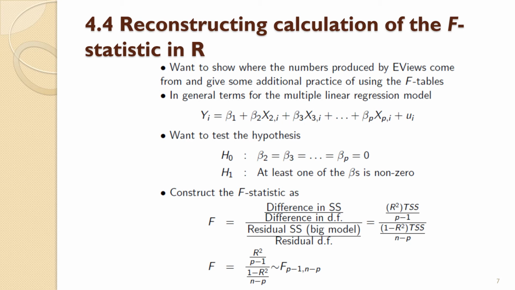So this is just going to be r squared times the total sum of squares. Difference in degrees of freedom: there are p minus 1 here, so this has to be p minus 1 on the bottom. Residual sum of squares is 1 minus r squared times the total sum of squares, and you have n minus p residual degrees of freedom. And the F statistic can be written just in terms of the r squared statistic.